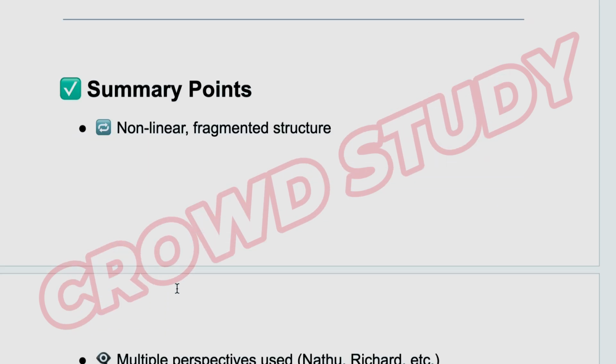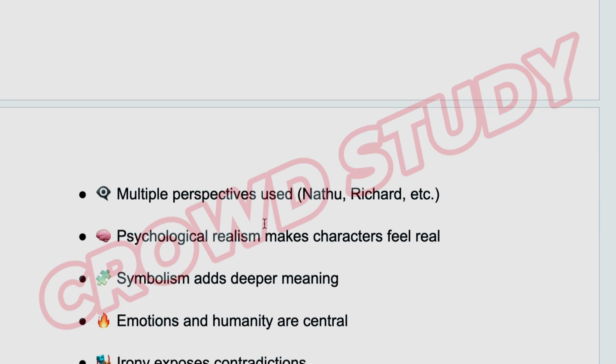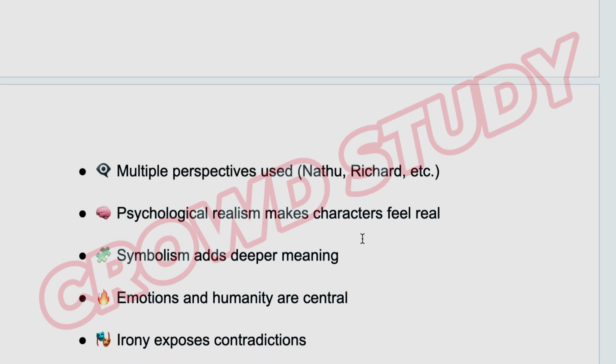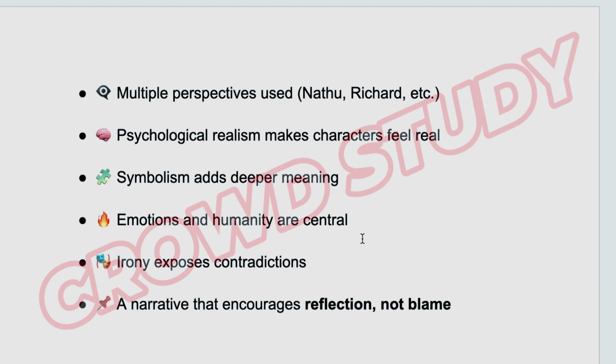Let's summarize some points. Non-linear fragmented structure, multiple perspectives used like Nathu, Richard, etc. Psychological realism makes characters feel real. Symbolism and deeper meaning, emotions and humanity are central. Irony exposes contradictions. A narrative that encourages reflection, not blame.